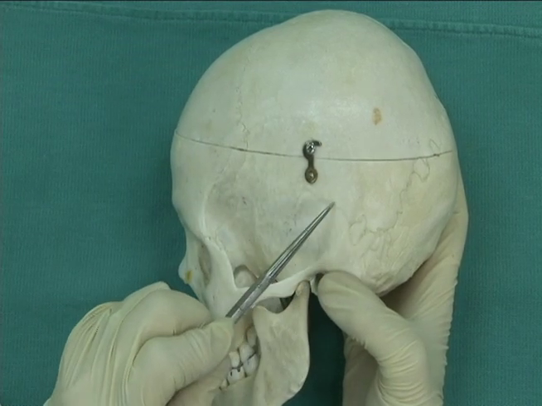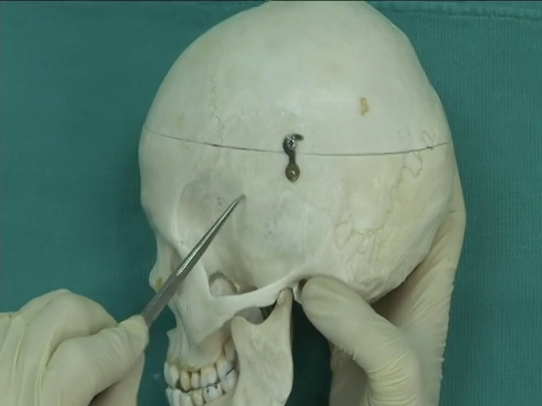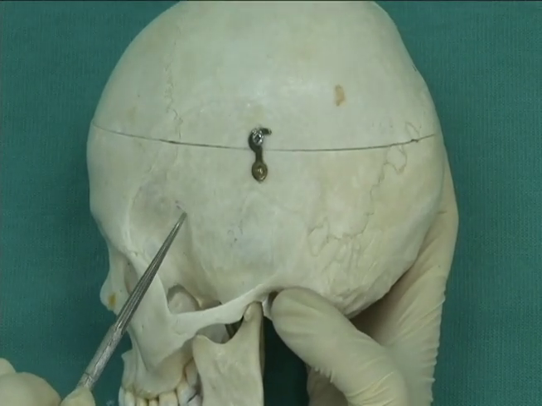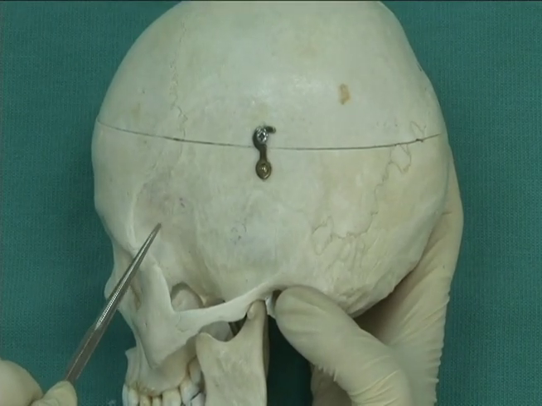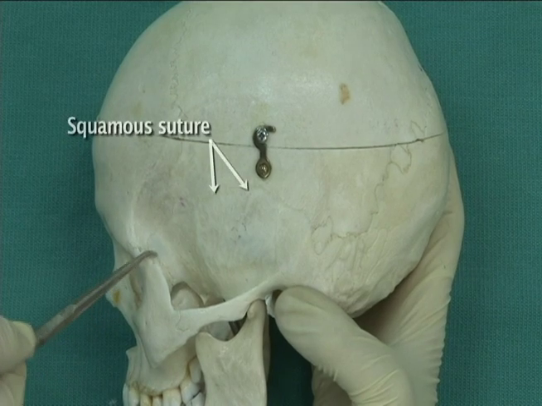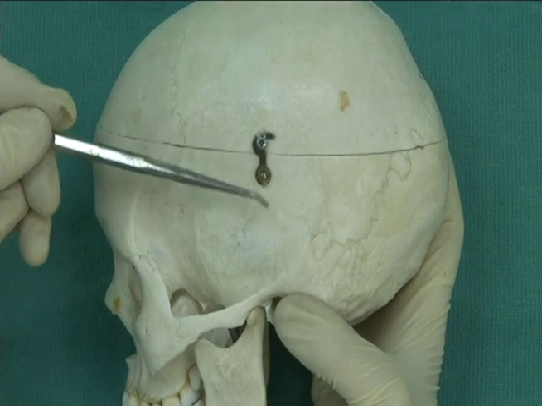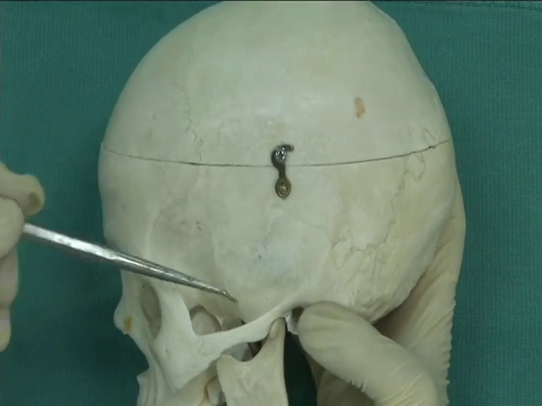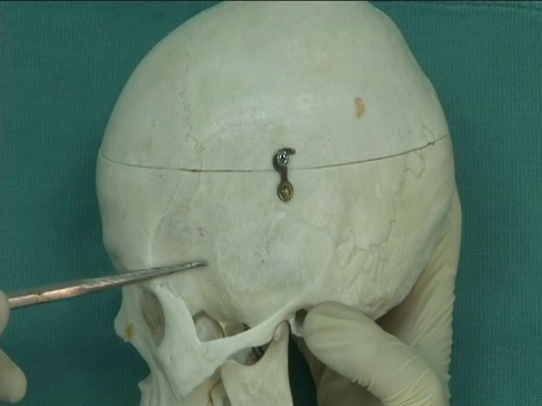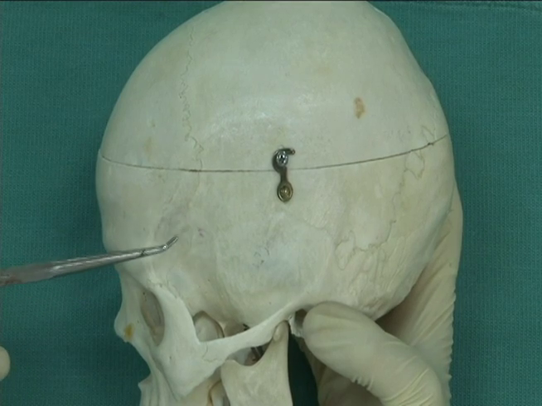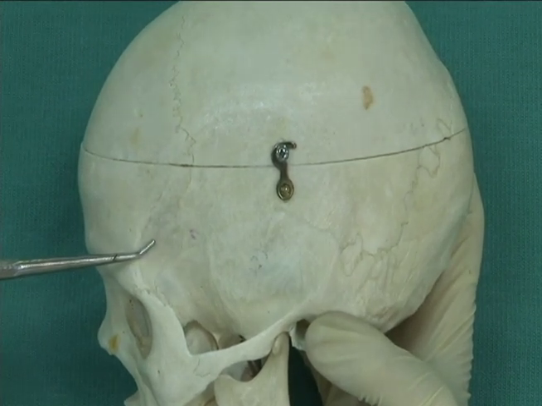and laterally the squamous suture, which separates the parietal bone from the temporal bone and the sphenoid bone from both the temporal bone and the parietal bone.